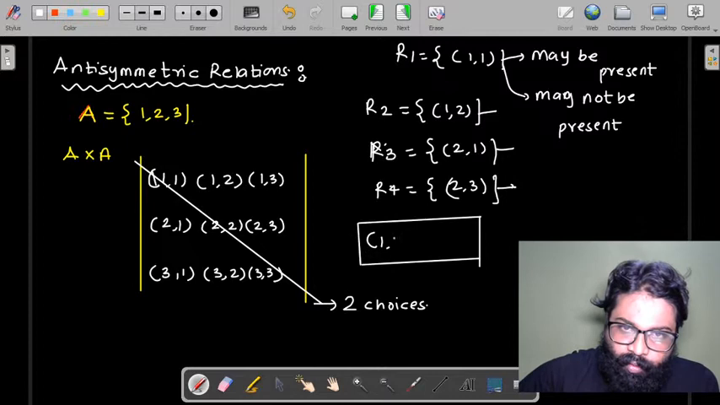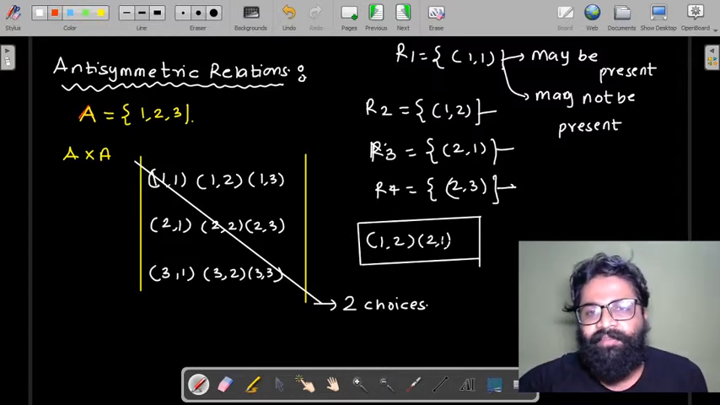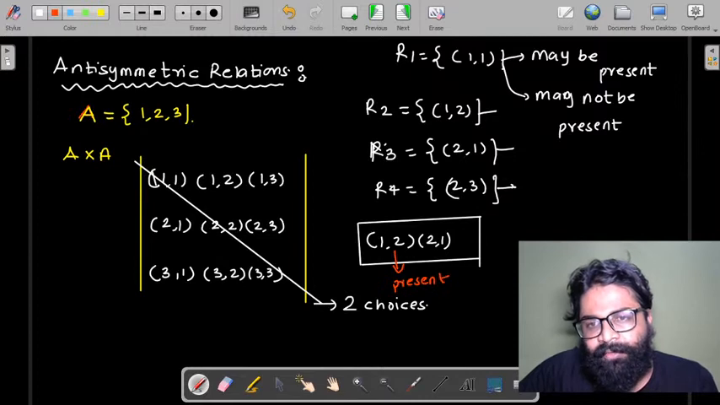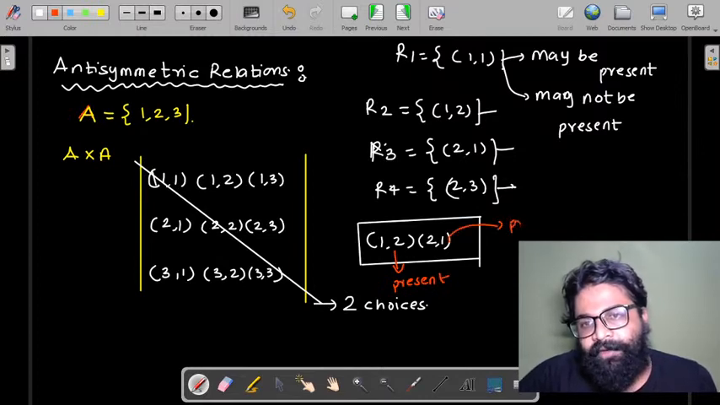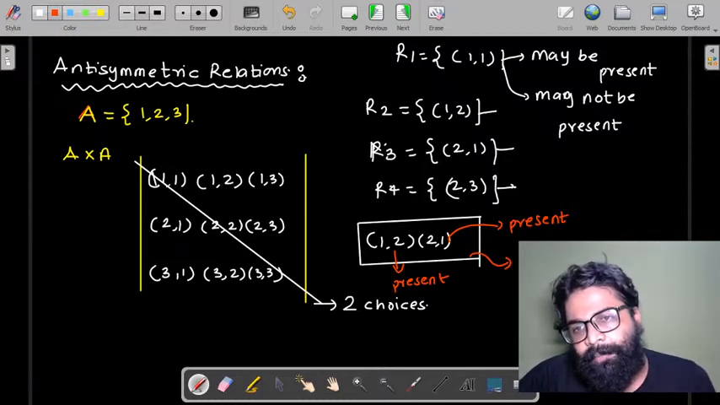ठीक है, ये देखो (1,2) और (2,1). तो ये बॉक्स के पास हाउ मेनी पॉसिबिलिटी हैं? बॉक्स के पास तीन पॉसिबिलिटी हैं मेरे दोस्त: (1,2) आपका प्रेजेंट हो सकता है, एक पॉसिबिलिटी, या तो (2,1) आपका प्रेजेंट होगा, दूसरी पॉसिबिलिटी, या तो पूरा का पूरा बॉक्स एब्सेंट हो जाएगा, वो तीसरी पॉसिबिलिटी है.